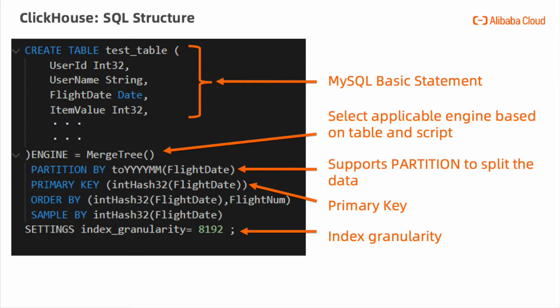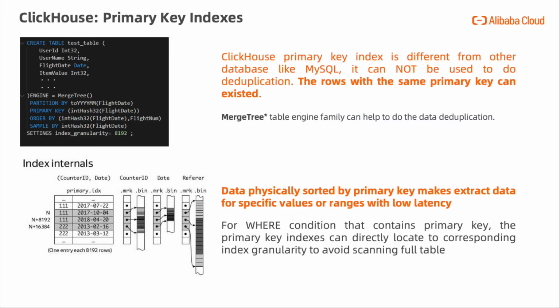For ClickHouse, you can define the primary key and the index granularity. But the primary key in ClickHouse is not like the primary key in MySQL. Actually, in ClickHouse, the primary key is a very important and distinctive feature that should be learned. The primary key of ClickHouse is not a distinct value in the table. In other words, there can be duplicate primary keys in a single table, which means that in ClickHouse the primary key cannot be used to remove duplicate rows. If you want to do deduplication, the MergeTree table engine can help.